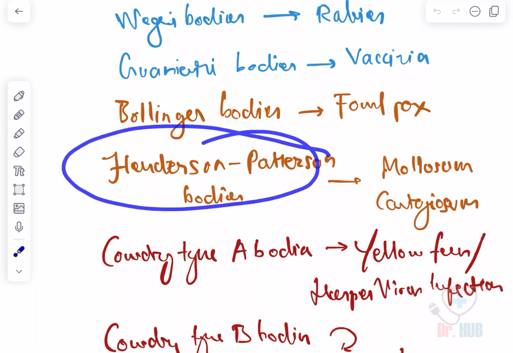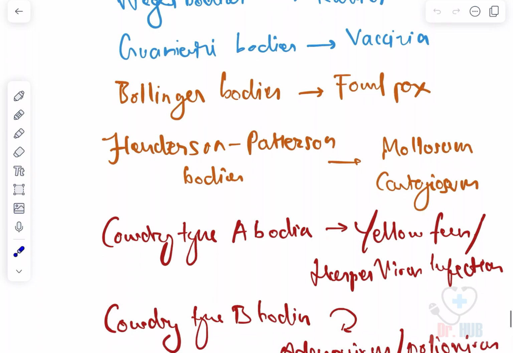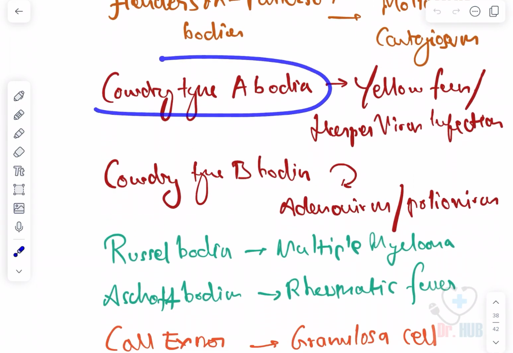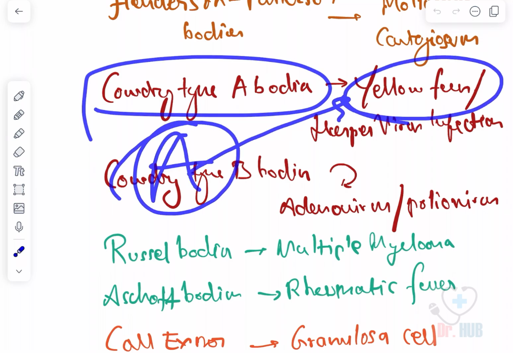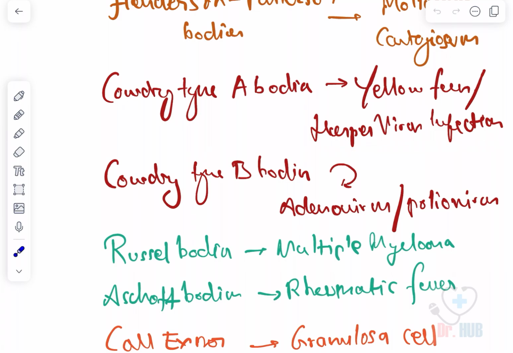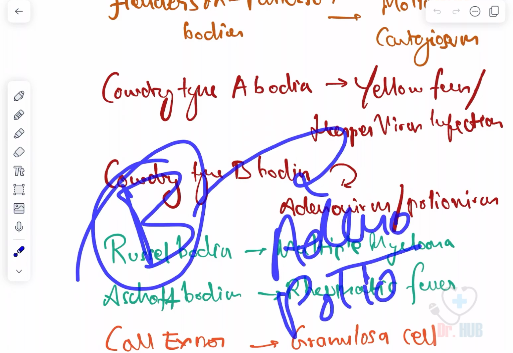The Henderson-Paterson bodies are seen in case of molluscum contagiosum. Then looking at the Cowdry type A, type A is associated with yellow fever as well as herpes virus infection. The type B, if you see, is associated with adenovirus as well as poliovirus.